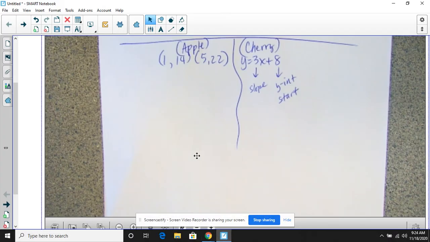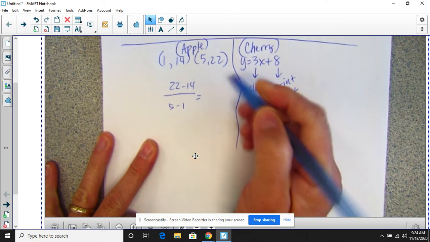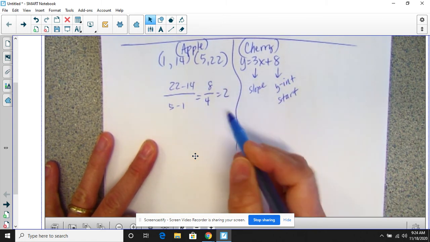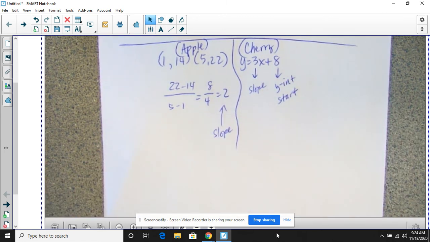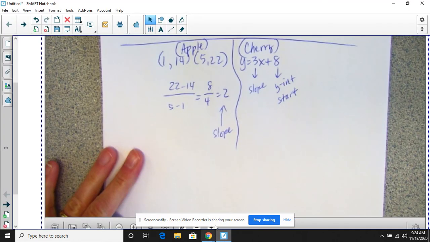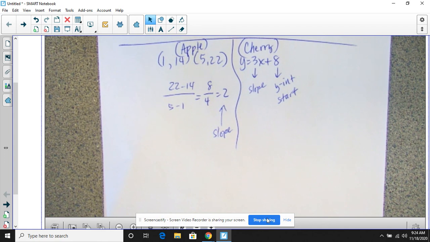So let's look at the slope here. 22 minus 14 over 5 minus 1 is going to give us 8 over 4, which is 2. So this slope is 2. This slope is 3. I'm about to run out of time. Okay, so let's see. The cherry tree was taller when the trees were planted. We need our y-intercept, so let's look at this. If the slope is 2 per 1, and my time is going to run out, so I'm going to have to make another video. So stay tuned for the next video.